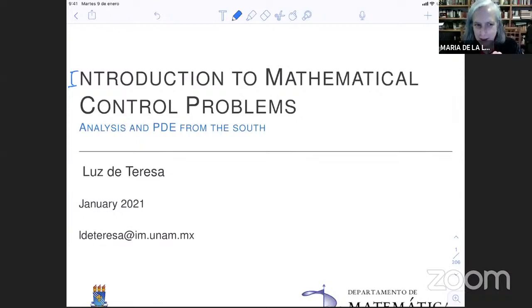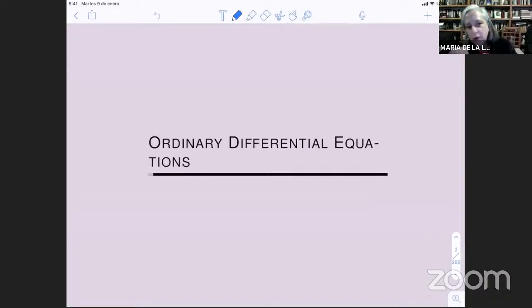It's only 3 days of lecture. I will try to show you some techniques that we use in mathematical control problems. First, I'm going to start with some examples in ordinary differential equations, and we are going to prove several results there, but some of the techniques we are using are not the classical ones in the case of ordinary differential equations, because I want to show you these techniques to use them later for partial differential equations.